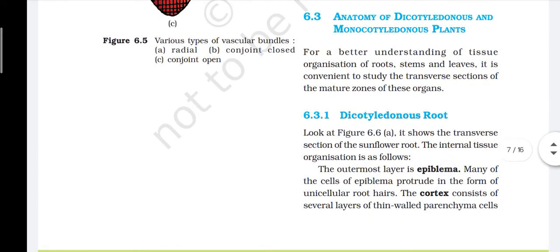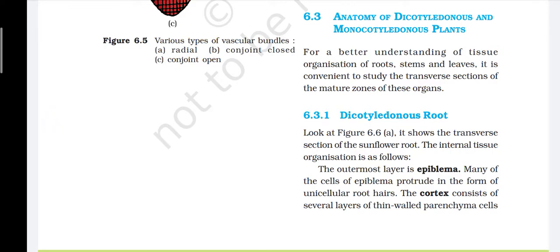Anatomy of dicotyledonous and monocotyledonous plants. For a better understanding of tissue organization of root, stem and leaves, it is convenient to study the transverse section of the mature zones of the organs. Dicotyledonous root. Look at figure 6.6a. It shows the transverse section of the sunflower root. The internal tissue organization is as follows.